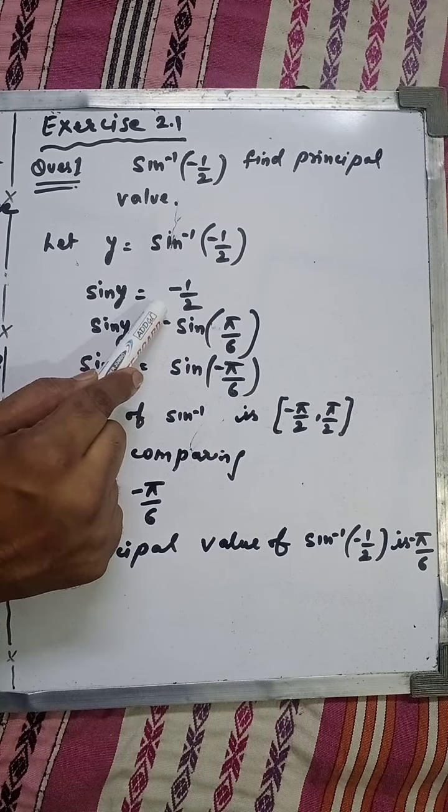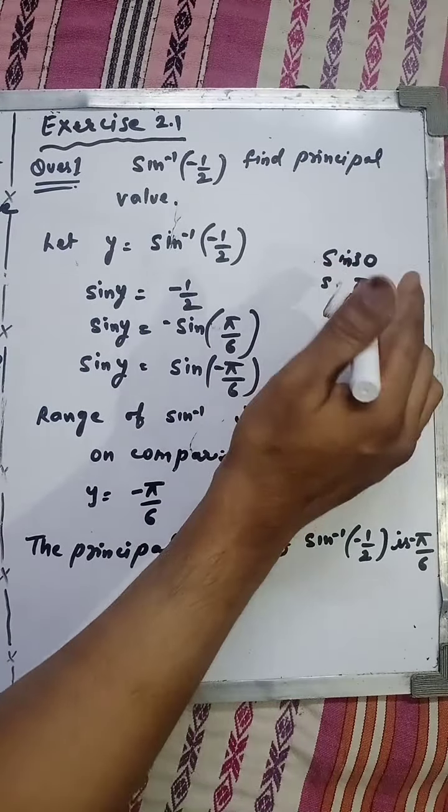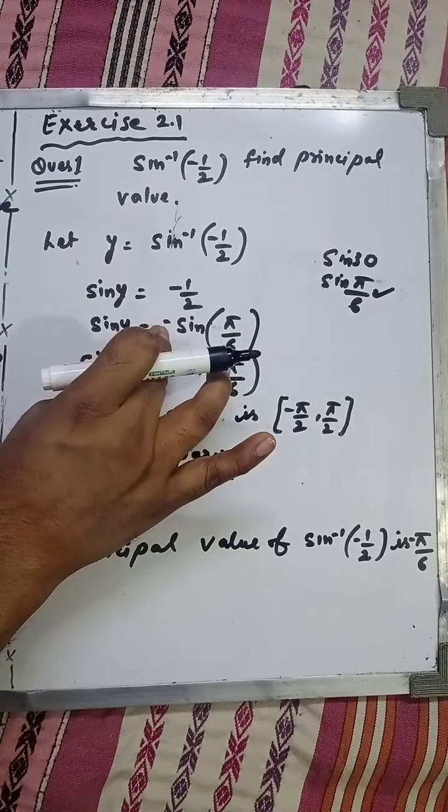So sine 30 in radian form we can represent as sine pi by 6. If we want to represent sine 30 in radian form, so this is the value of sine 30. At the place of 1 by 2 I'm writing minus sine pi by 6. And this minus sign is coming here.